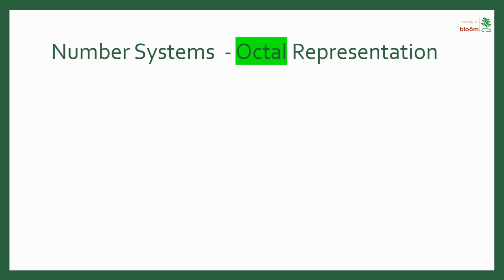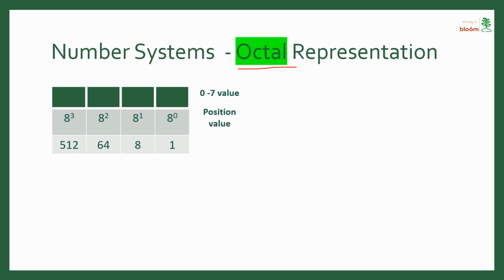Now let's learn octal representation. In binary representation we have two values. In octal representation we have 8 values, that is 0 to 7.